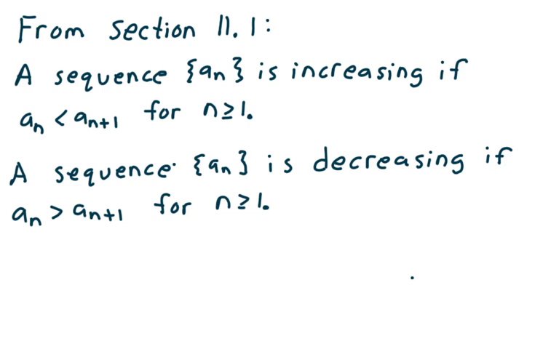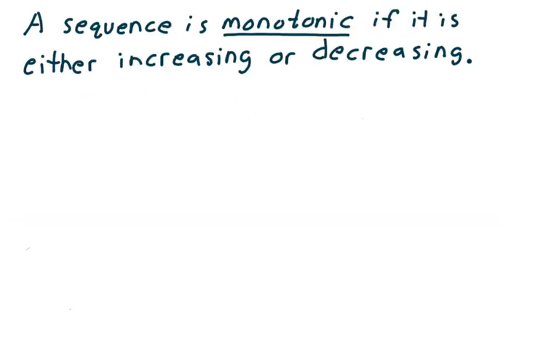Now, a sequence is monotonic if it is either increasing or it is decreasing. Now, let's look at an example of an increasing sequence.